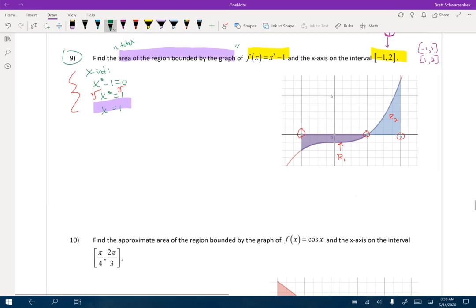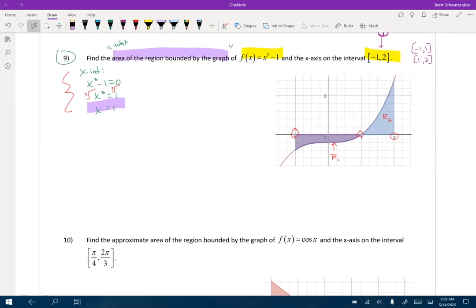Let's set this up. Region 1 will be the integral of the function x cubed minus 1 dx, but it will go from -1 to 1, according to our first interval right here. Region 2 is going to be the same function, because we haven't changed, but we're going to go from 1 to 2. So now all we have to do is integrate.